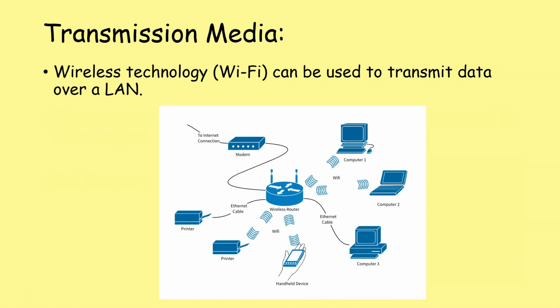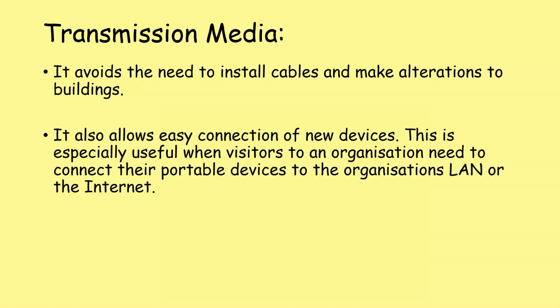Wireless technology, Wi-Fi, wireless fidelity, can also be used to transmit data over a local area network. Using Wi-Fi avoids the need to install cables and make alterations to buildings. It also allows easy connection of new devices. This is especially useful when visitors to an organization need to connect their portable devices to the local area network and perhaps they're on the internet as well.